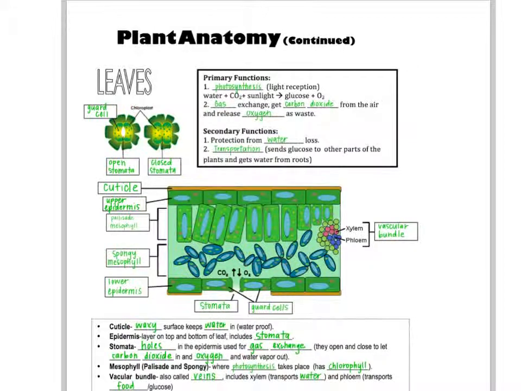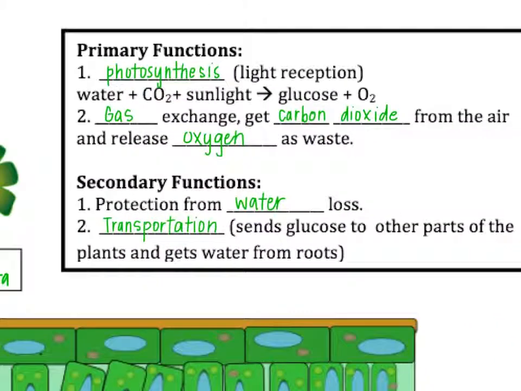Okay, now in the leaves. The functions of the leaves are photosynthesis, and it's important to remember the process, that it includes water and carbon dioxide. When you add sunlight, those change into glucose and oxygen. Oxygen is the waste product and glucose is the food for the plant.